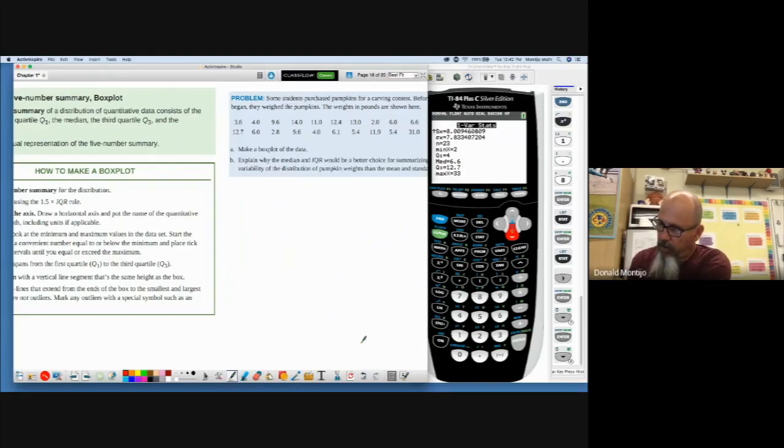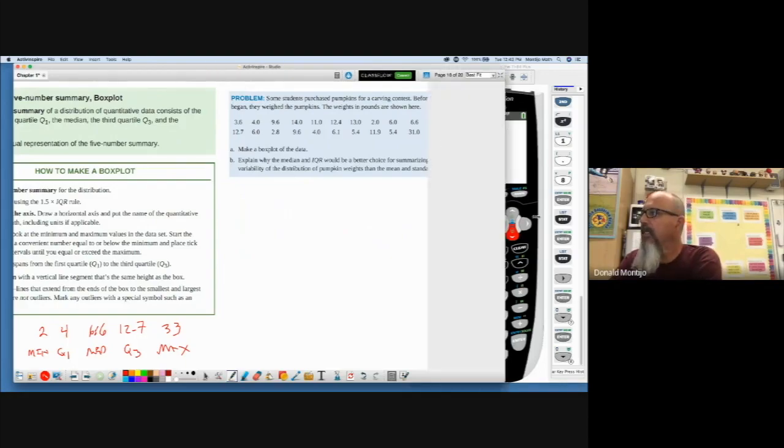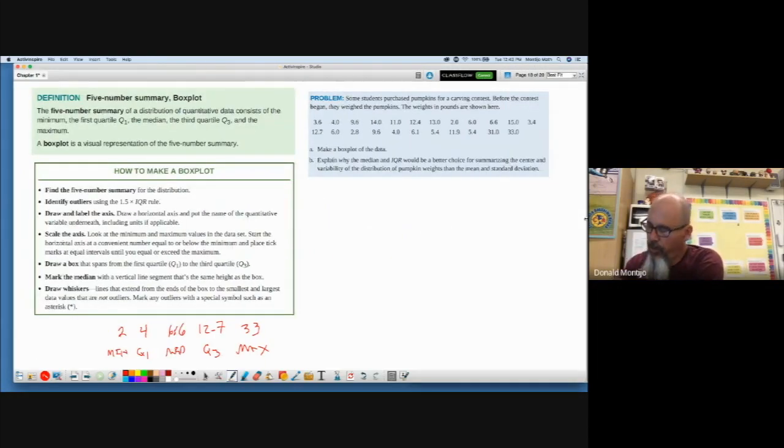All right, cool. So we had a minimum of 2, a Q1 of 4, a median of 6.6, a Q3 of 12.7, and a max of 33. So I had min, Q1, median, Q3, and max. Cool, let's use that data now to construct the box plot. So I can see that my values are going to go from 2 to 33.